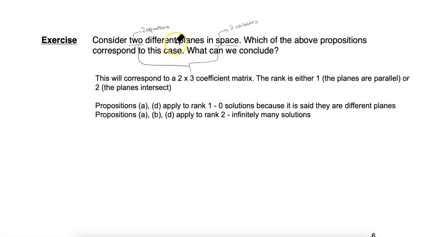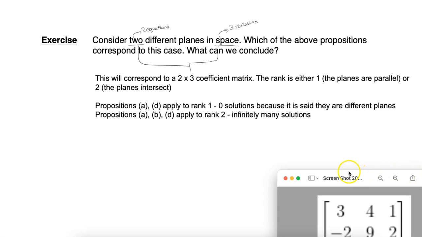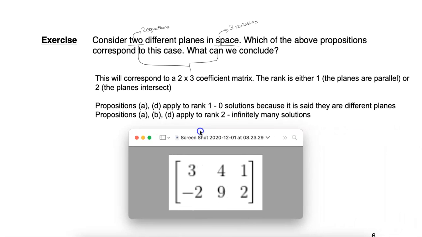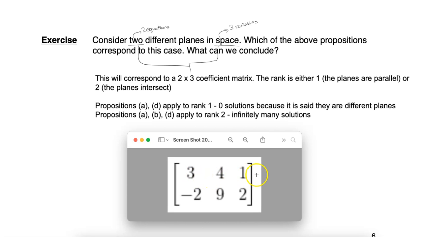Firstly, if there's 2 different planes, these correspond to 2 equations. So here's this kind of bridging the geometry and the algebra. 2 different planes is a geometric concept, but that corresponds to 2 equations. For example, 2x plus 3y plus 4z equals 9. And since we are in space, that means there's 3 variables, x, y, and z. There is no w in this example. So this is an example of what the coefficient matrix might look like. 3x plus 4y plus z equals whatever, 9, and negative 2x plus 9y plus 2z equals 7.